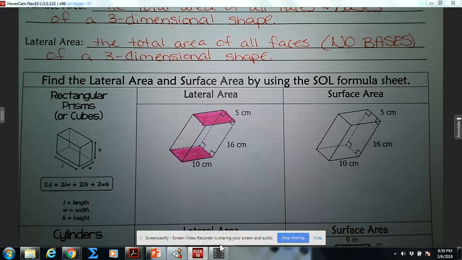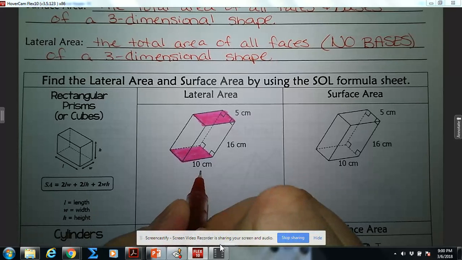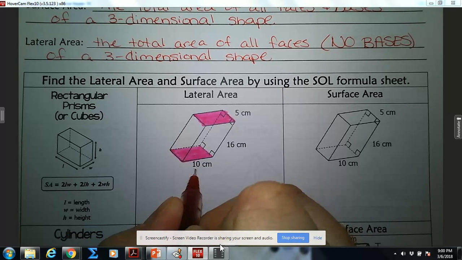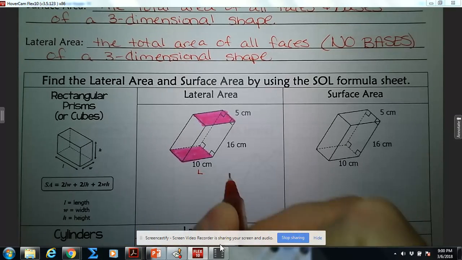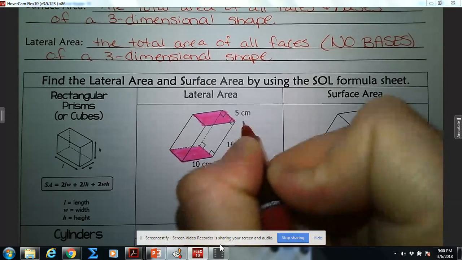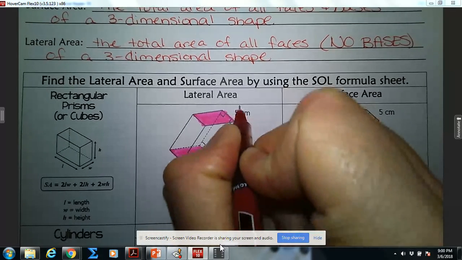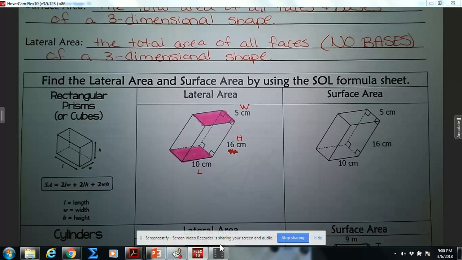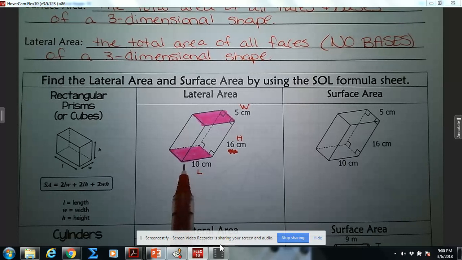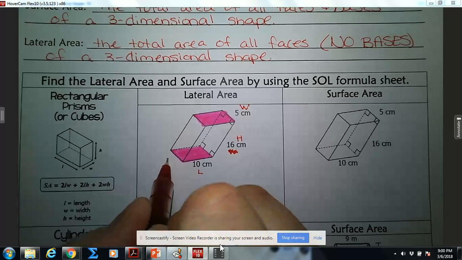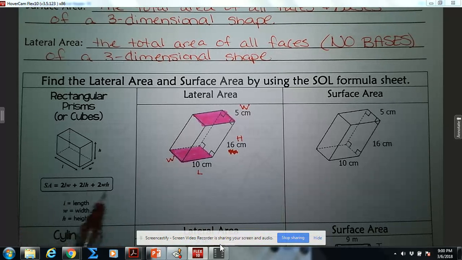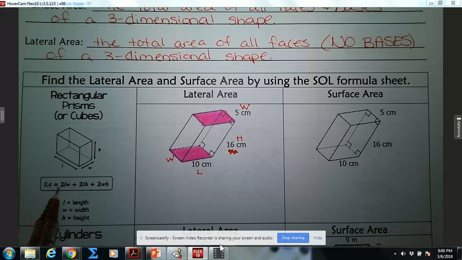So if I was to solve the lateral area, let's take a look at what we're not including in this formula. I would call 10 the length of the shape. I would call 16 the width of the shape, or the height of the shape. Let's call it the height of the shape. And 5 the width of the shape. Okay, so the bases are length times width. So over here in the surface area formula, I don't want to include the bases. So I don't want to include 2 times length times width.